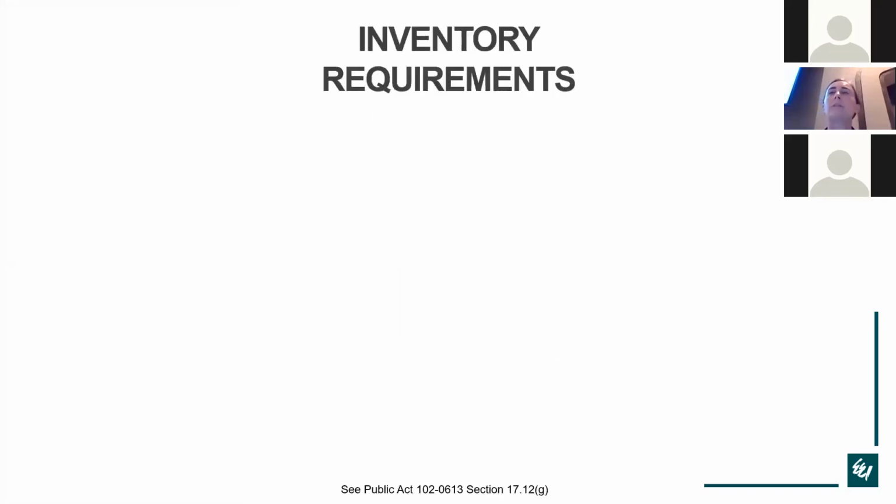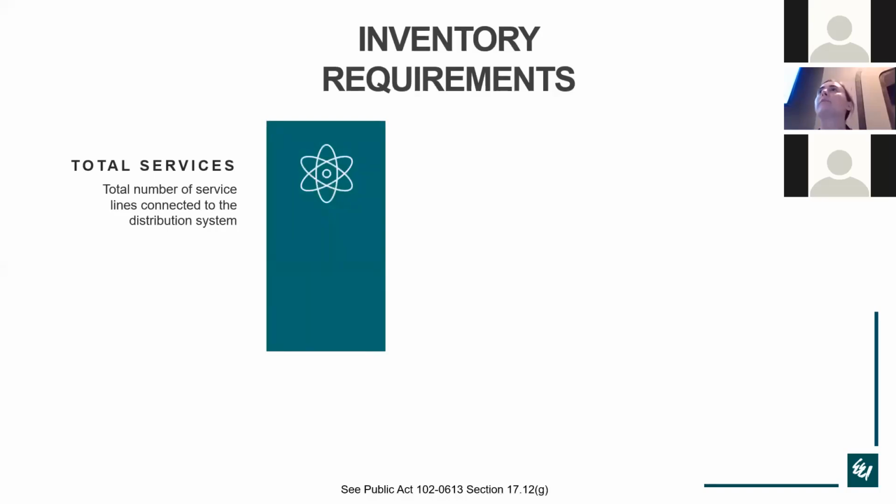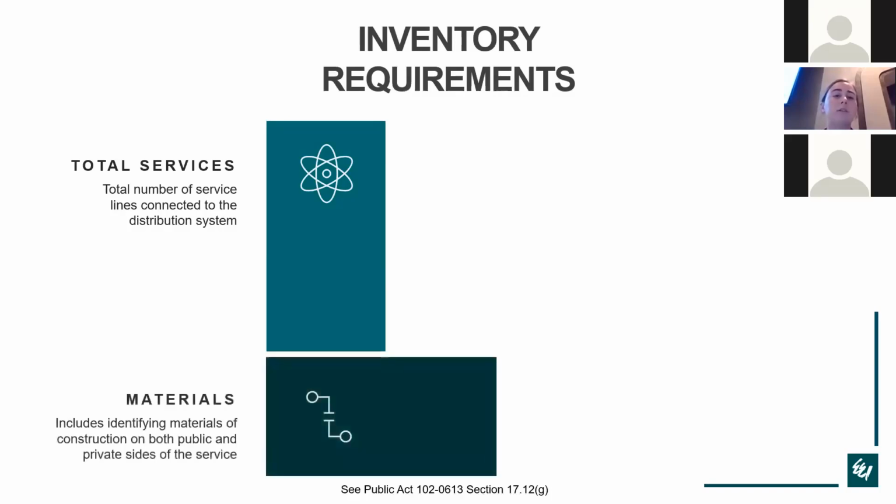Some of the details of the inventory requirements. First of all, your total number of services. This is a number that you likely already have and are very familiar with. Second, you're identifying the materials of construction within your distribution system. This includes both the public and the private side. It's not clear if you'll need to break out those numbers on public and private side, but we will show you how keeping track of those numbers will benefit you moving forward.